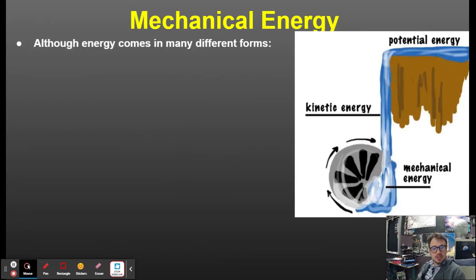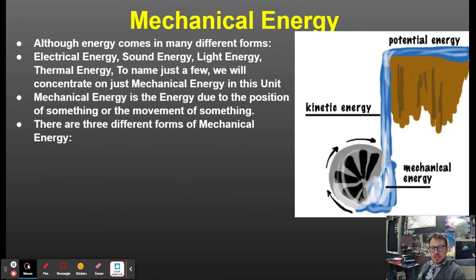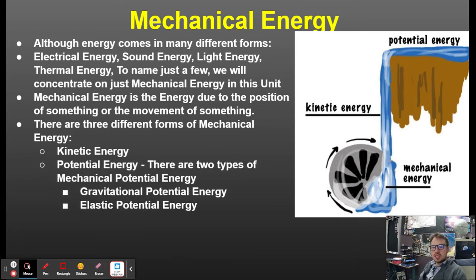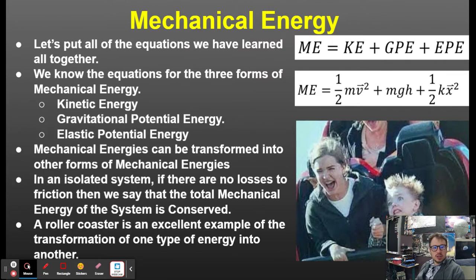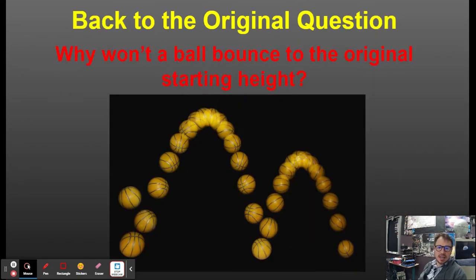Now, mechanical energy, these are special kinds of energy. It's the energy due to the position of something or the movement of something. The three forms of mechanical energy are kinetic energy and potential energy, and there are two forms of potential energy: gravitational potential energy and elastic potential energy. If you add all these up, you'll get the total mechanical energy of an object. This comes into play a little bit later. Roller coasters are an excellent example of going from potential to kinetic, kinetic to potential.